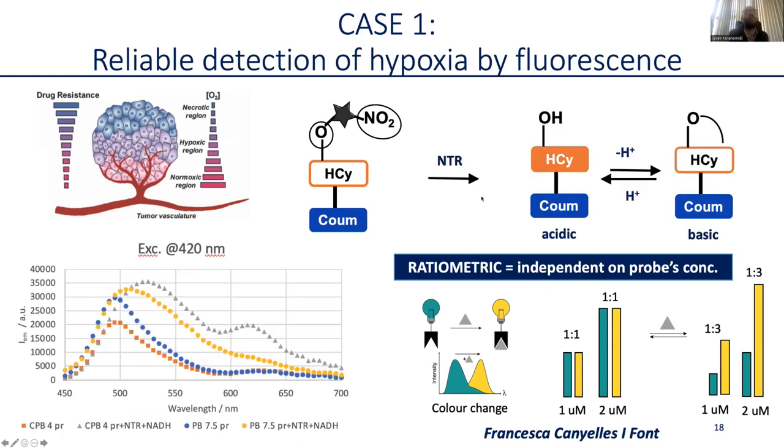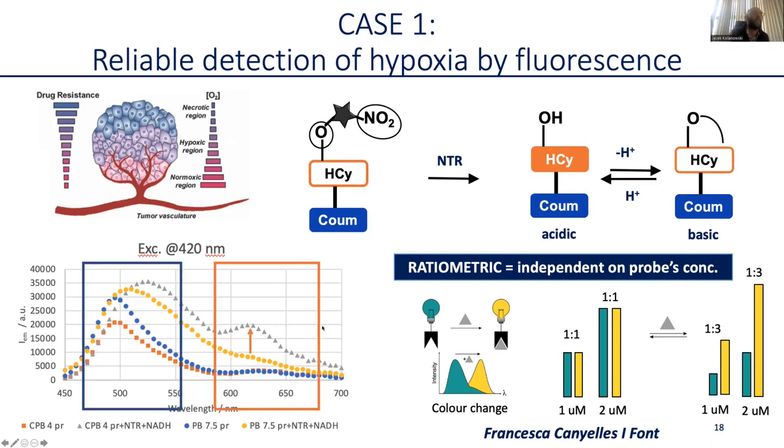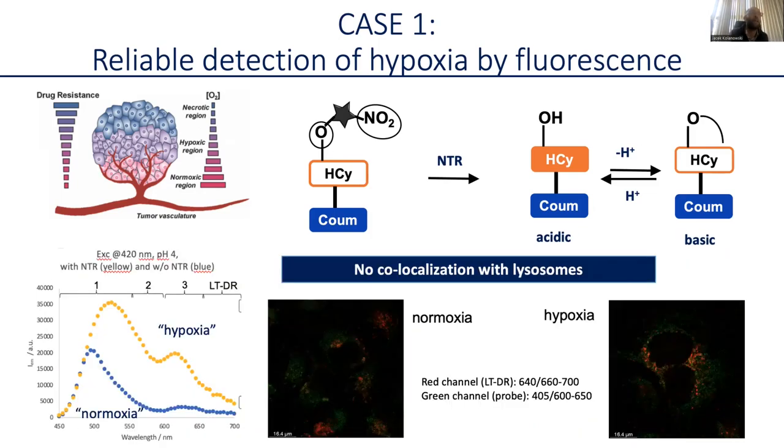And so now, as you can see here on the graph on the left-hand side, you can measure a change in the ratio of the blue signal to the orange signal. This change is most visible when both analytes, so NTR activity and low pH, are present. So this allows us a more reliable look into the signal. And indeed, we've done these experiments in cells.